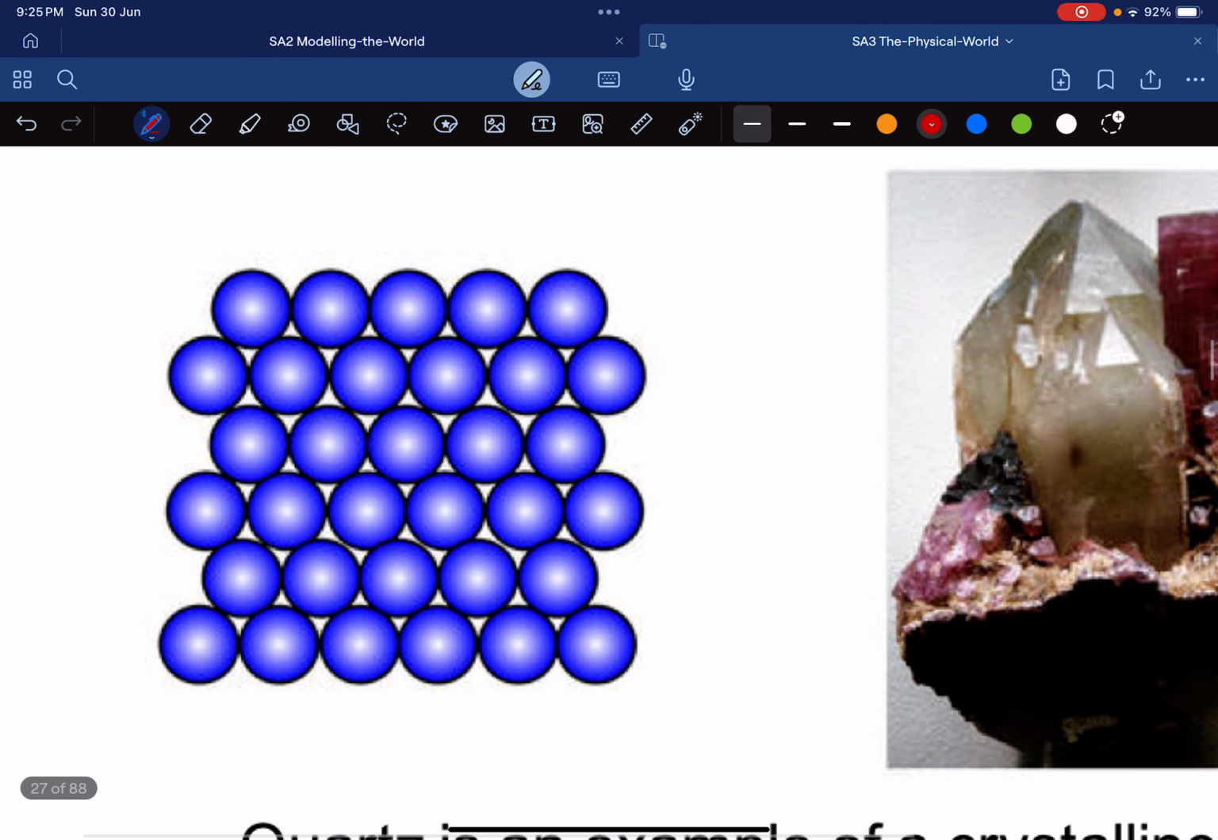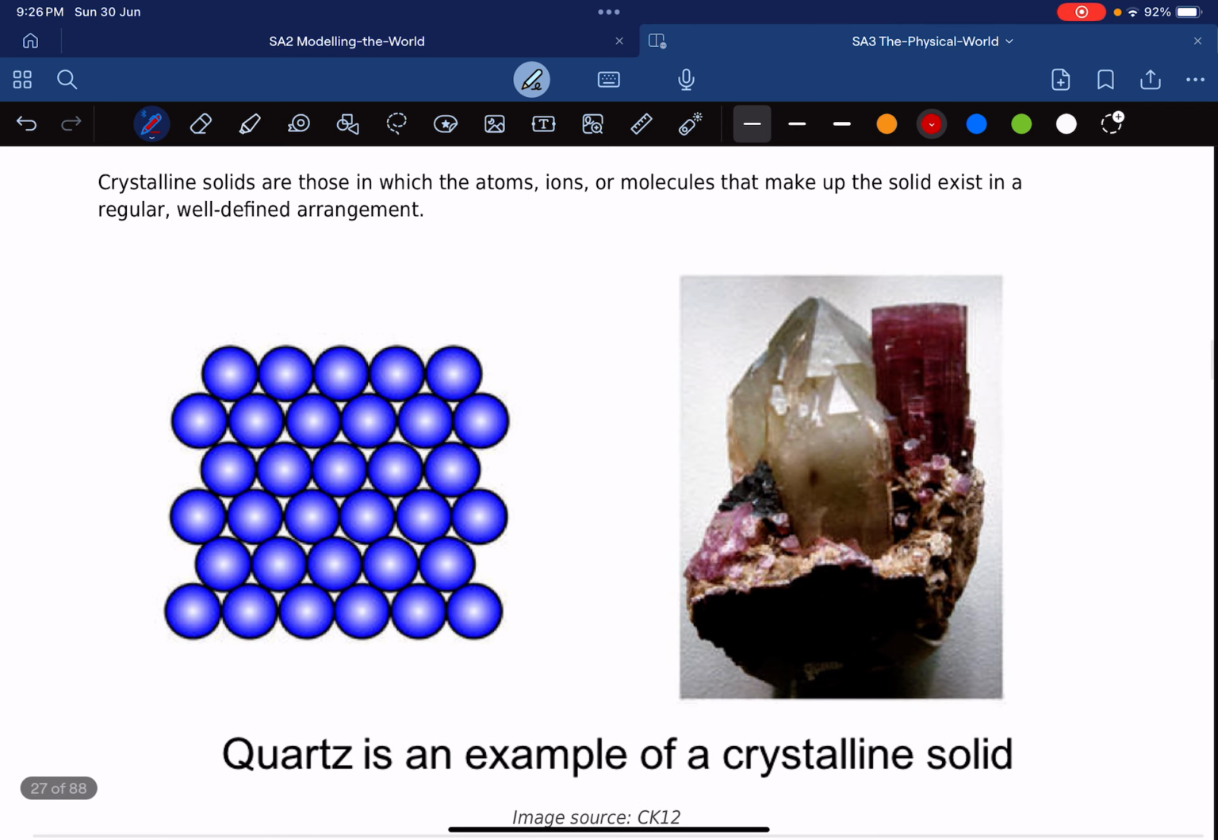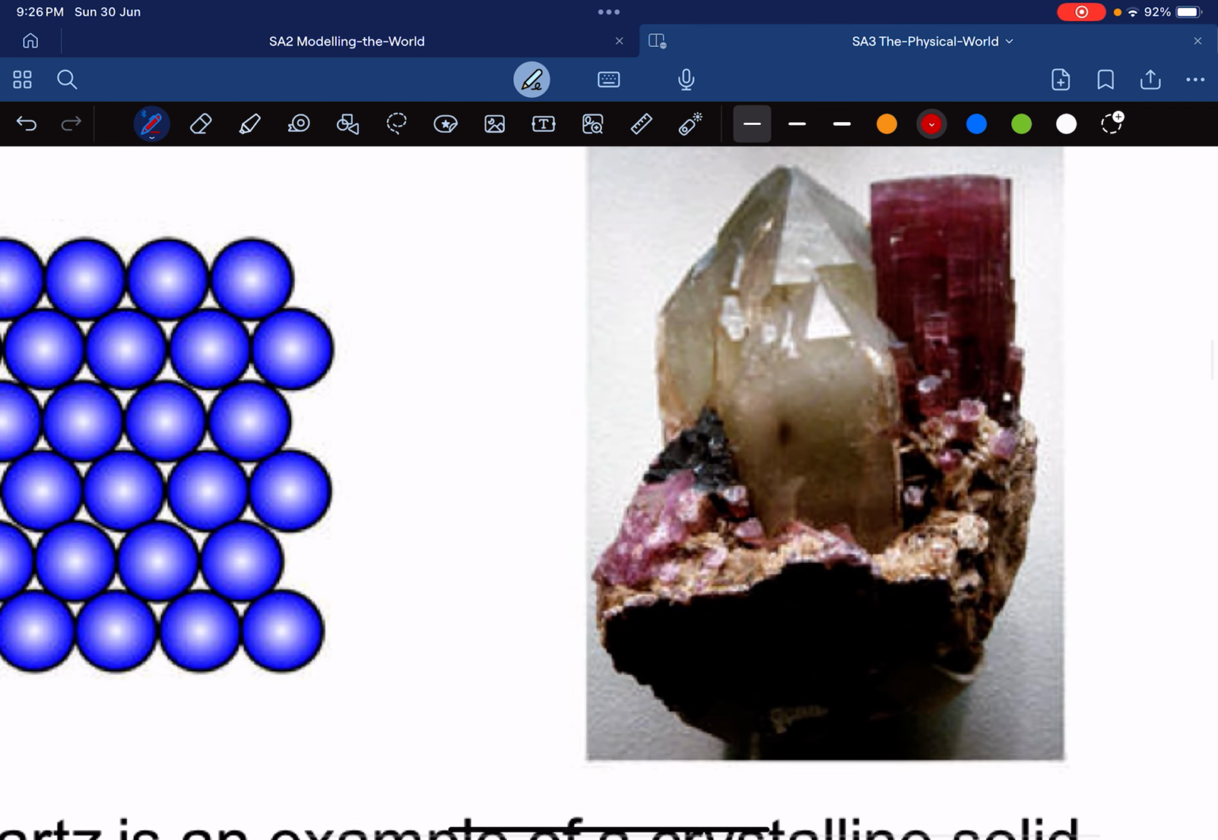Now, if you look at this structure here, this is a simplified structure. I want you to notice that every layer of atoms here is arranged in a regular fashion, one above the other. And there is very little gap that you see between them. So that means they are packed very tightly together. So this is crystalline type of structure. So crystals, they are very hard.